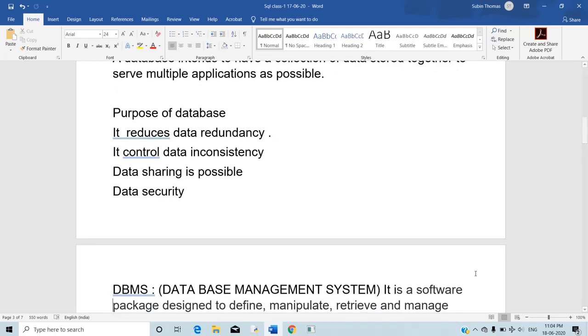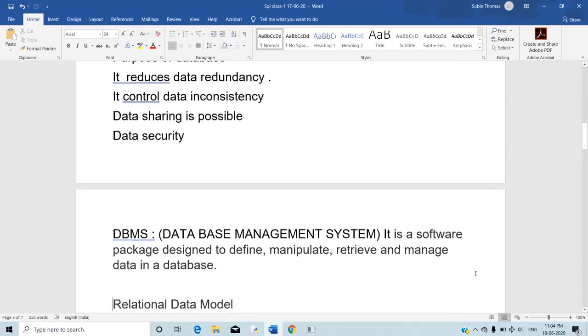These are the main purposes of a database. It reduces data redundancy, it reduces data inconsistency, data sharing is possible, and the data which is stored in the database must be a protected one. You can protect it by using different methods. Any type of mechanism you can use to protect the data.